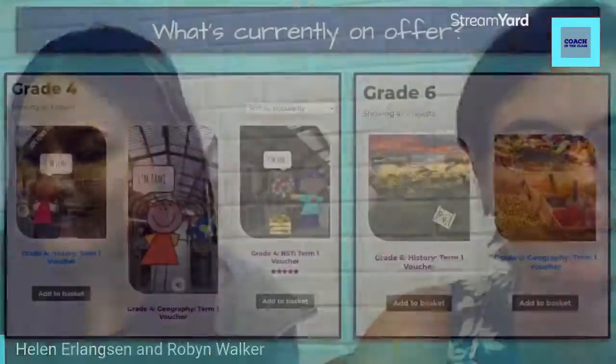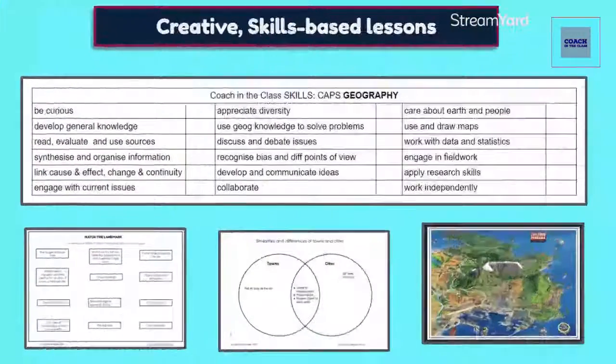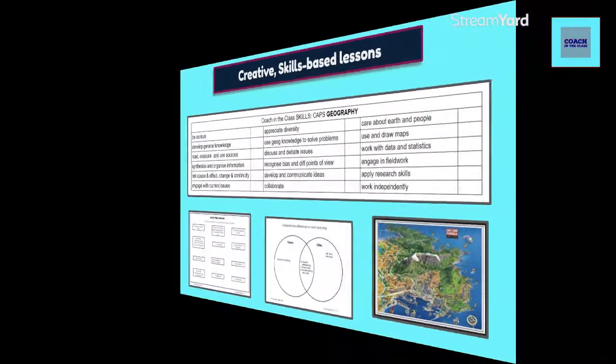So in case you're wondering what Amy looks like, here is Amy. So Amy, are you going to tell us a little bit more about your geography? Yes, I will. Okay, so geography, we are trying to incorporate lots of skills and to make it very practical. So we've used all the skills from CAPS, and just to give you an example, they are going to discuss, they are going to use maps, they are going to research, they're going to work independently, and all of the examples are at the bottom for you.